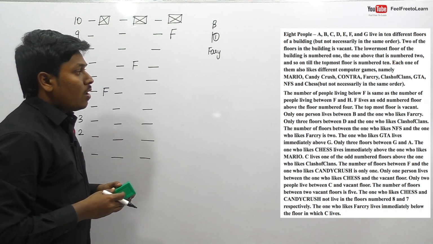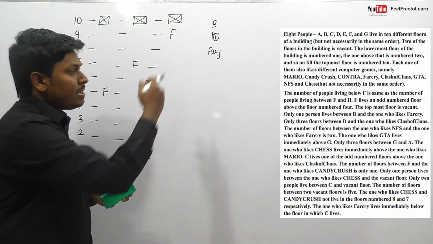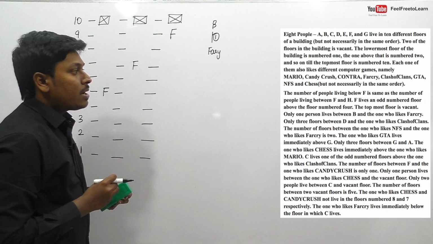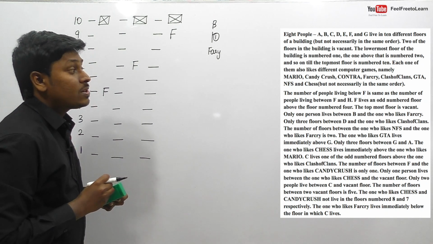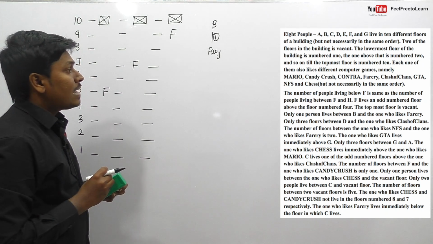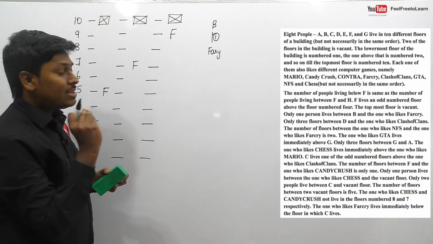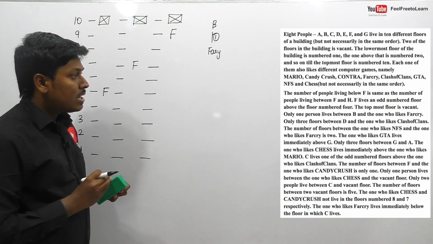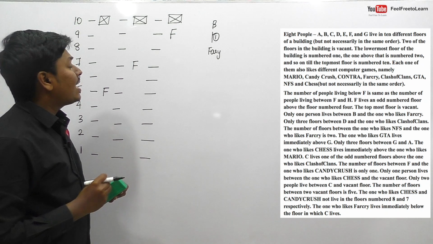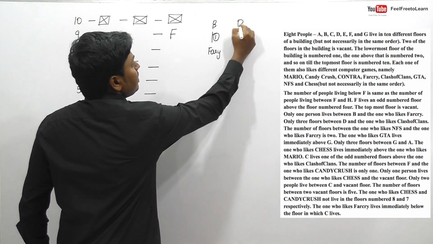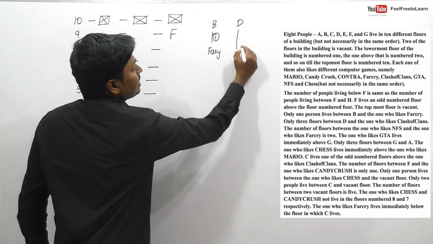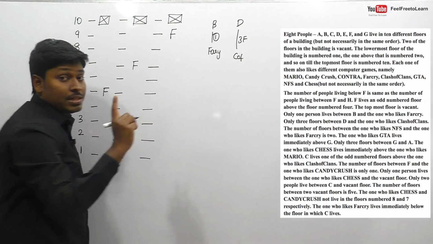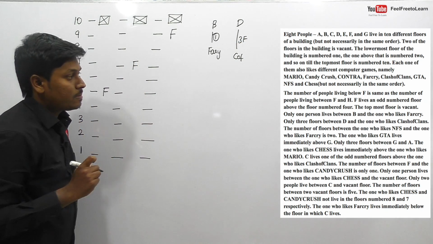Next point, friends. Only 3 floors are between D and the one who likes Clash of Clans. So there is a gap of 3 floors, right? There is a gap of 3 floors between D and Clash of Clans. Remember that there are not 3 people, there are 3 floors.